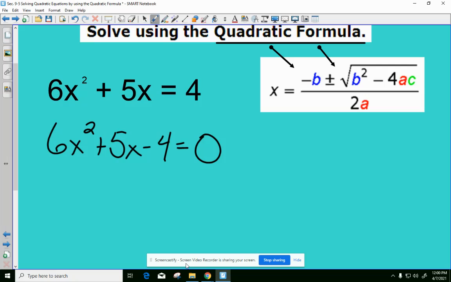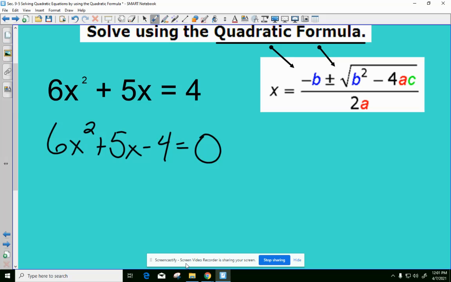Is this something that you could factor? Do you know what method you'd have to use to factor that? Good. It'd be the ACB method, right? What's A? 6. What's C? Negative 4. So when I multiply them, I get negative 24. Could you think of something that multiplied to negative 24 and added to B, which in this case is a 5? You give me something that multiplies to negative 24 that adds to 5. Got it? It needs to be a positive 8 and a negative 3. So I could factor it, right?